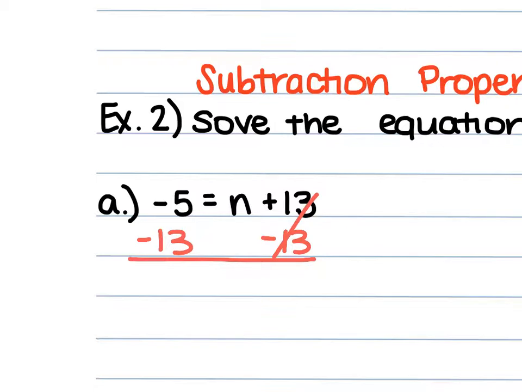Remember, when we are subtracting, if we have two signs that are the same, we're going to keep the sign and add the numbers. So n is equal to negative 5 plus negative 13, which is negative 18. Again, we said that n was equal to negative 18.